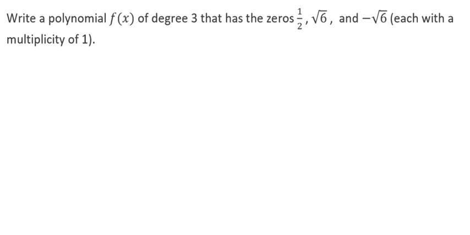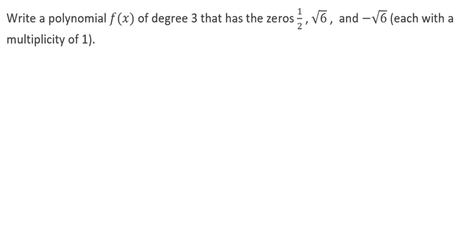In this video, we're going to use the factor theorem to build a polynomial. So we're going to write the polynomial f of x of degree 3 that has the zeros of 1/2, radical 6, and negative radical 6, each with a multiplicity of 1.